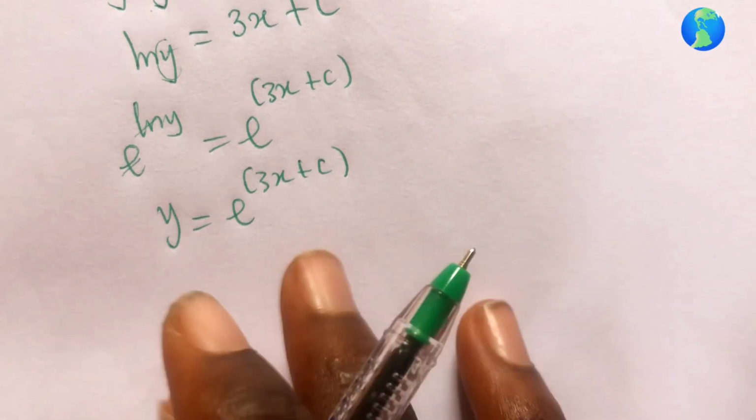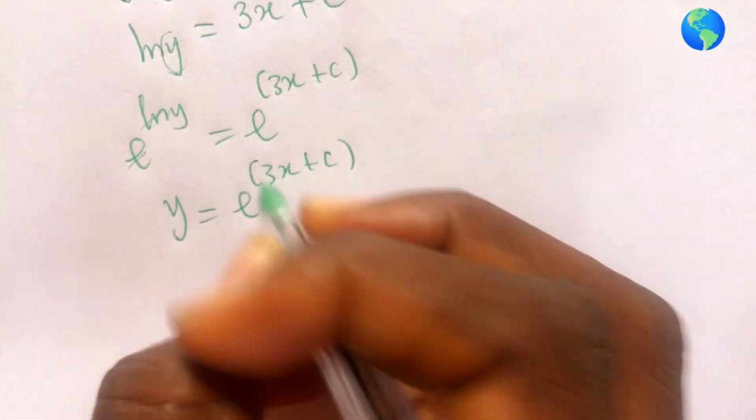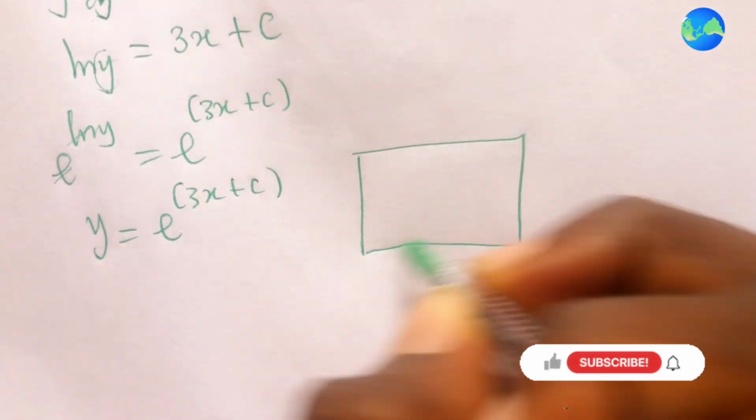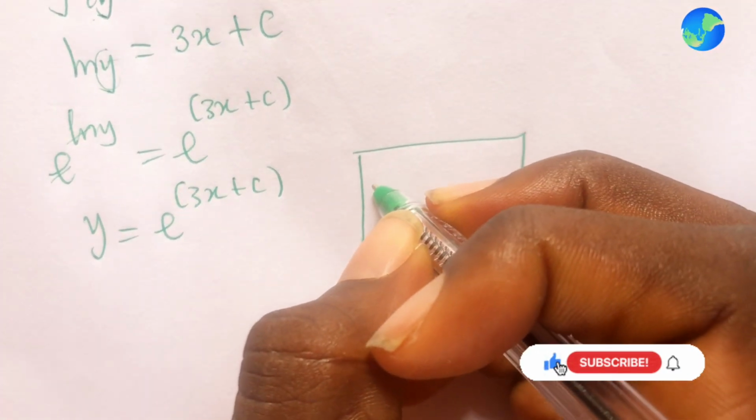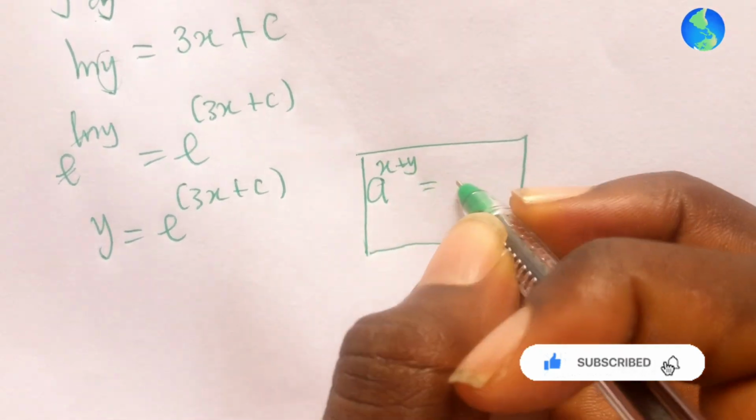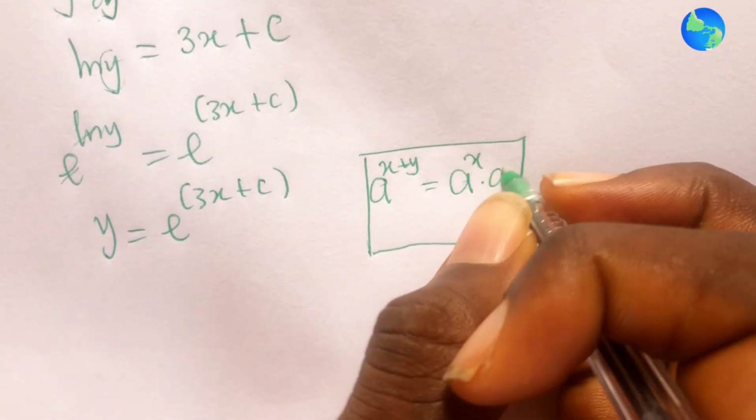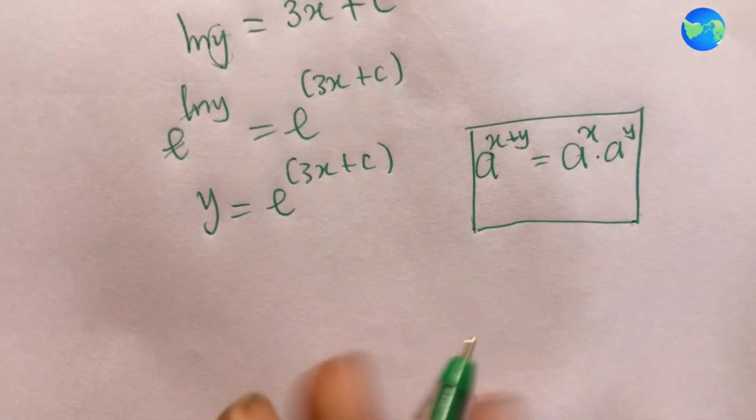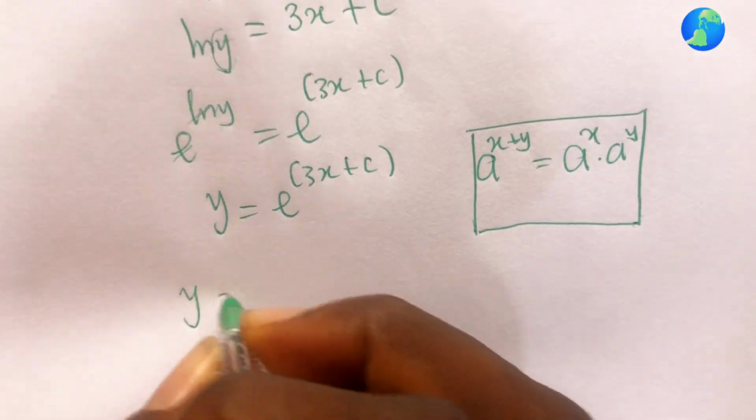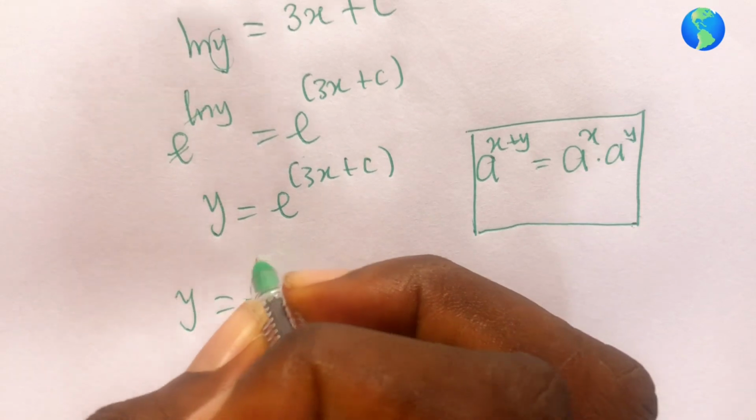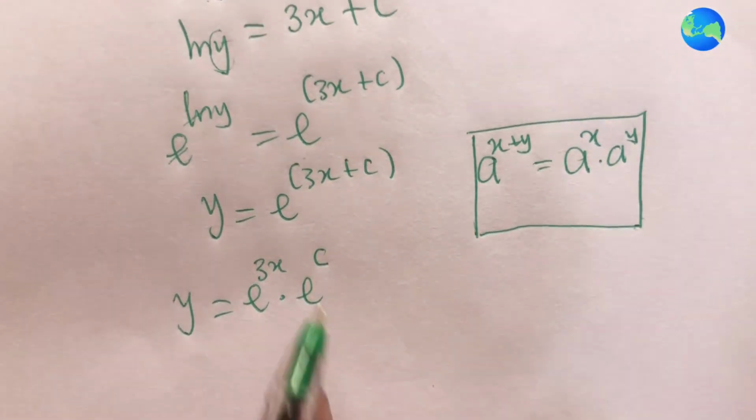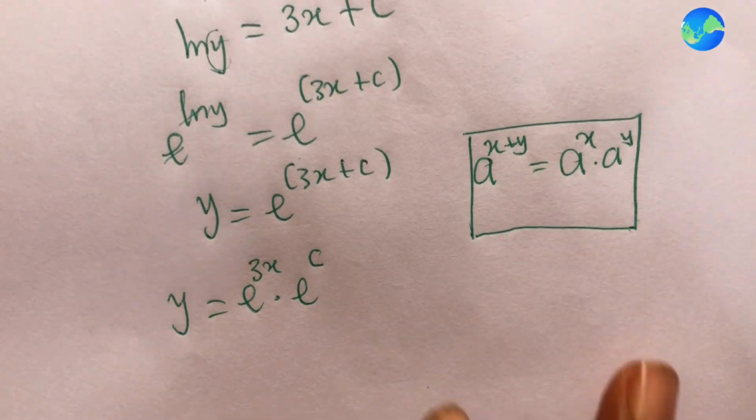There's something I would love to do here. I would love to split this part using the law of indices. Recall, let me just give a brief reminder: if you have a to the power x plus y, it is always equal to a to the power x times a to the power y, right? So I want to do a similar thing here. So y equals exponential of 3x multiplied by exponential of c, right?